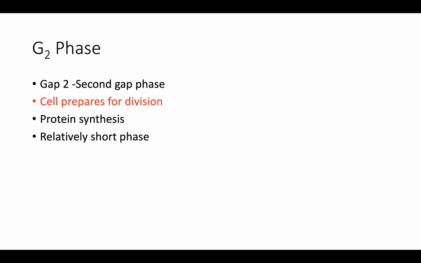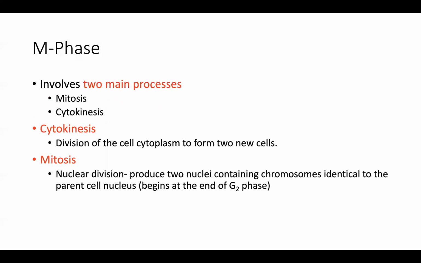So gap 2, G2, is where the cell is checking to make sure everything has happened the way that it should, and it is ready for division. Once G2 is complete, that is the end of interphase. After interphase is completed, the cell goes into M phase.